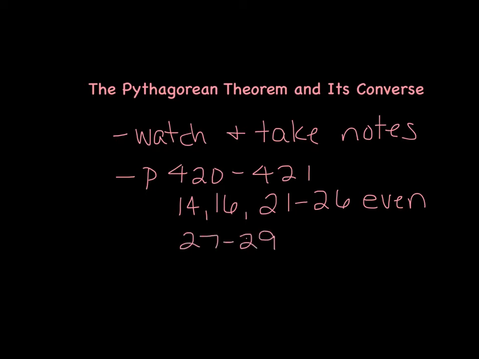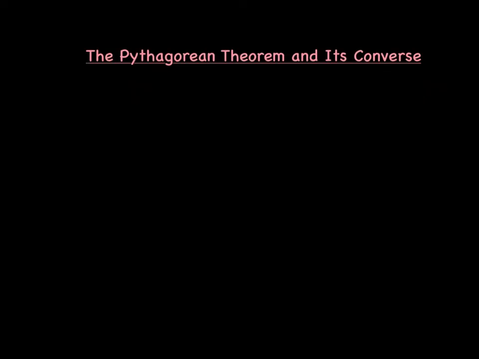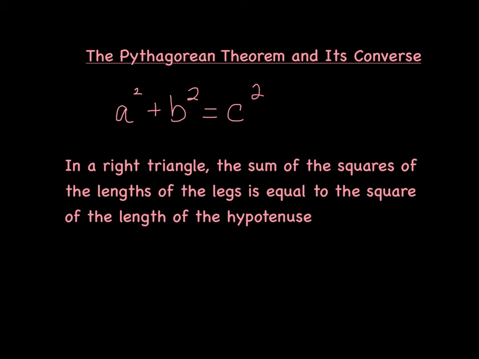All of them. We already know a lot about the Pythagorean theorem. We're all able to say that a squared plus b squared is equal to c squared. But really, let's talk about what that means and what else we can do with it. The formal definition of the Pythagorean theorem is that in a right triangle, the sum of the squares of the lengths of the legs is equal to the square of the length of the hypotenuse.